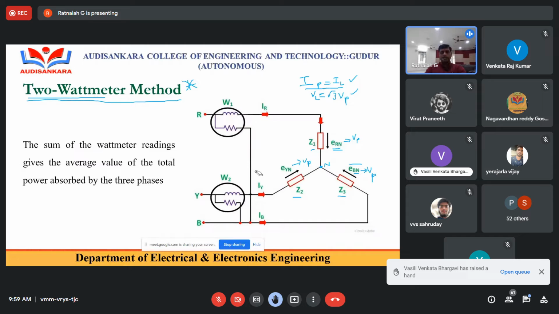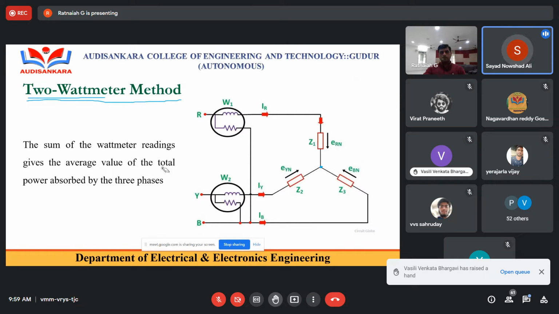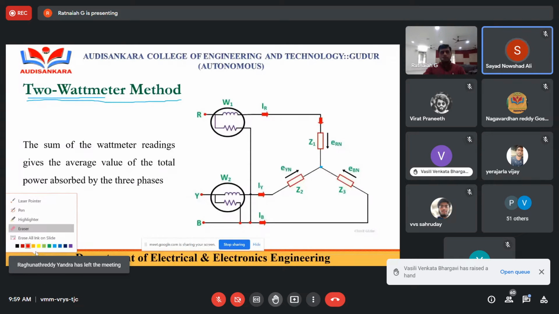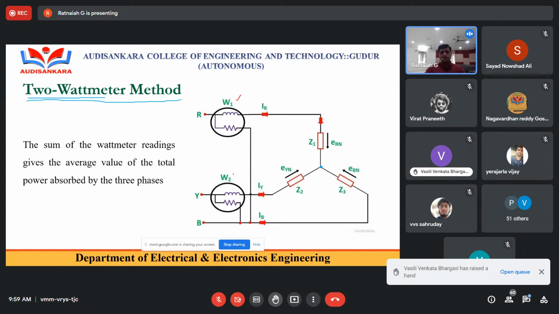If you follow this, you will get a perfect answer. So why don't we connect Y, RY? Why don't we go for wattmeter first, YB like this? That is every issue. Sir, I have a doubt. Yes, tell me. Sir, is it necessary to connect all the wattmeters in a sequence? No, not necessary. Here I am going to connect W1 for the R phase, W2 for the Y phase.